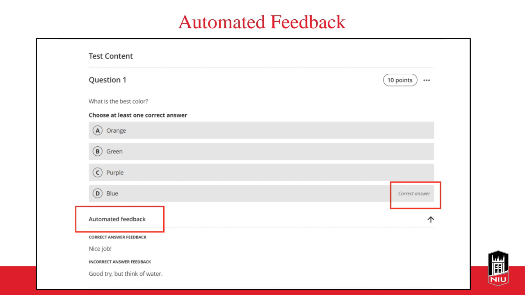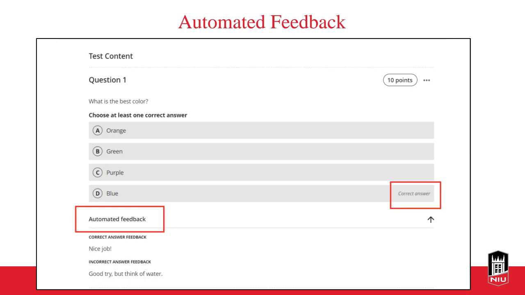So, and you also have the option with automated feedback. You can decide when you want to release that feedback. So this is another great option with Blackboard Ultra. It's under the gear icon, but some instructors want to wait until all of the exams have been submitted before they release the feedback. That's fine. You can do that. There's a setting for that.